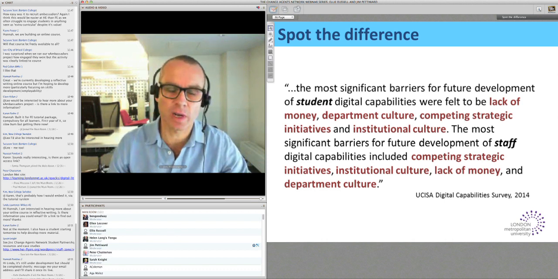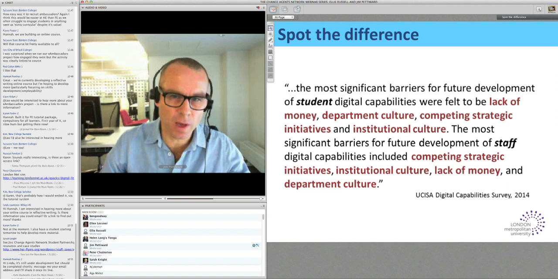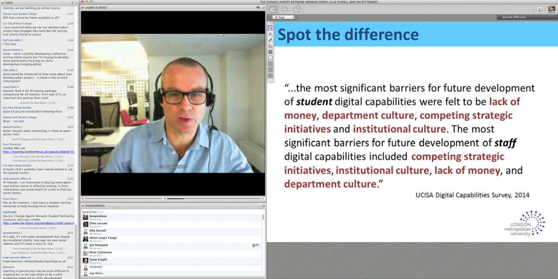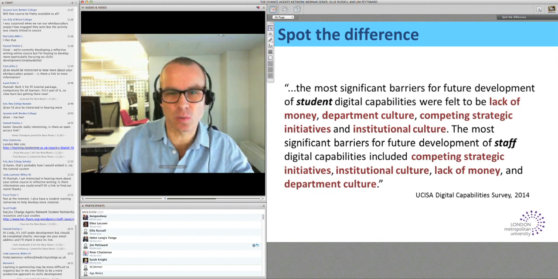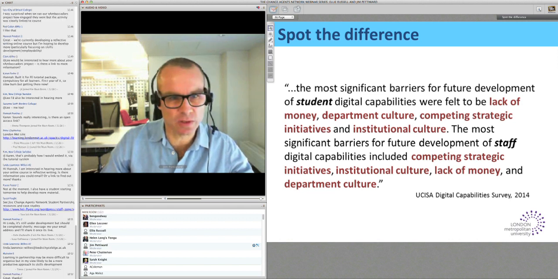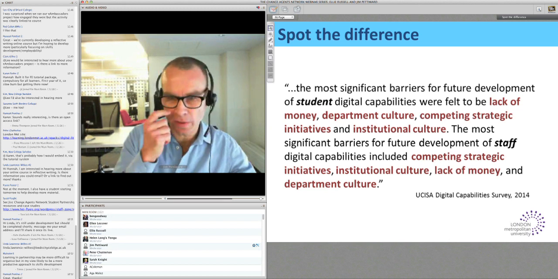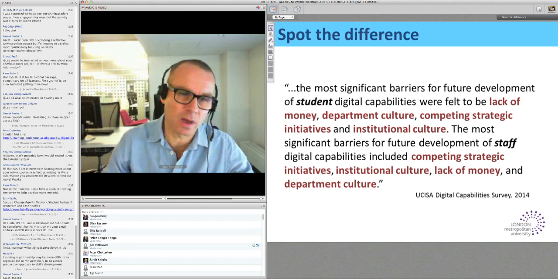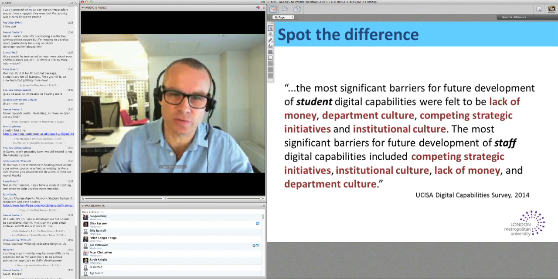There is obviously the lack of money, the lack of resource, and this is still something that at London Met we're working on, trying to get that support. There are the departmental and institutional differences in terms of culture, but the other one, competing strategic initiatives, I think is important, because there's a plethora of different initiatives and projects underway currently at the university, it can be very hard to get your voice heard above all these other competing initiatives.